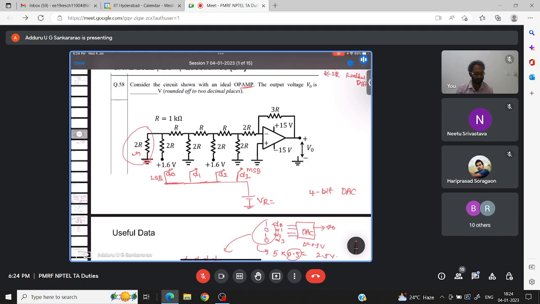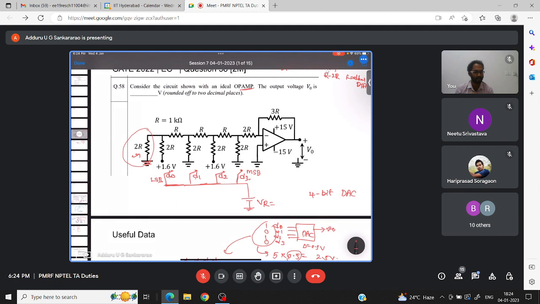This is one kind of DAC, that is nothing but R2R ladder DAC. This is the arrangement. Why is it called R2R? If you see here, there is an R here, there is a 2R here. And again there is an R here, there is a 2R here. Again there is an R, 2R here. This 2R you can say as R plus R. So how many of those kinds are there? 1, 2, 3, 4. That's why it's a 4-bit DAC.